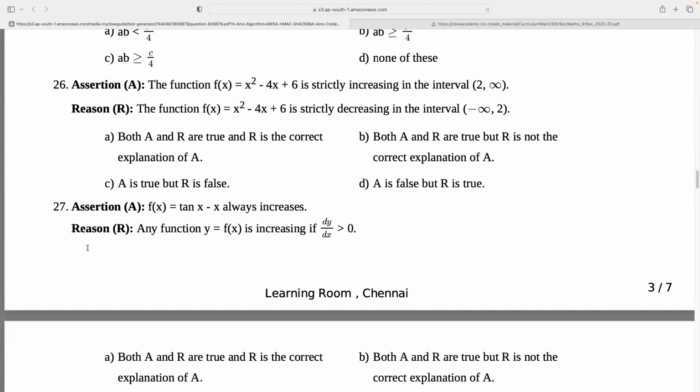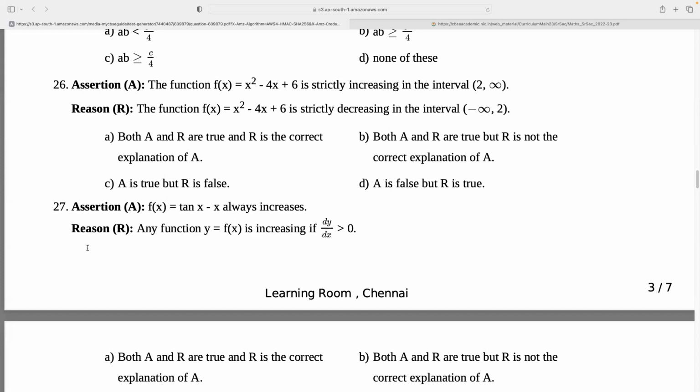So in mind, you can do that problem. So f dash of x is 2x minus 4. So 2x minus 4 is greater than 0, that is x is greater than 2. So 2 to infinity, it is increasing, and minus infinity to 2, it is decreasing. Am I right? It's true, sir.